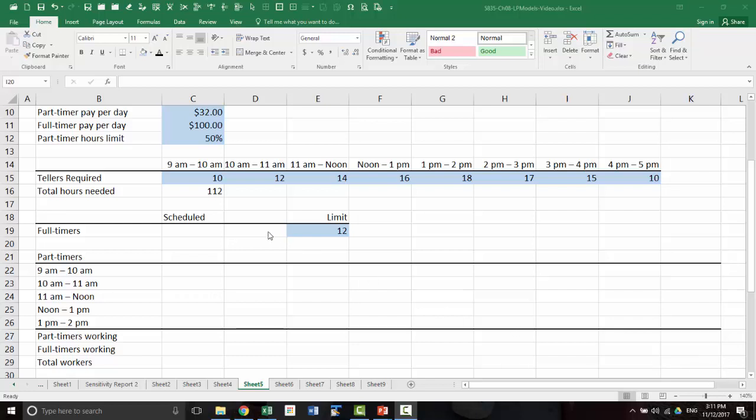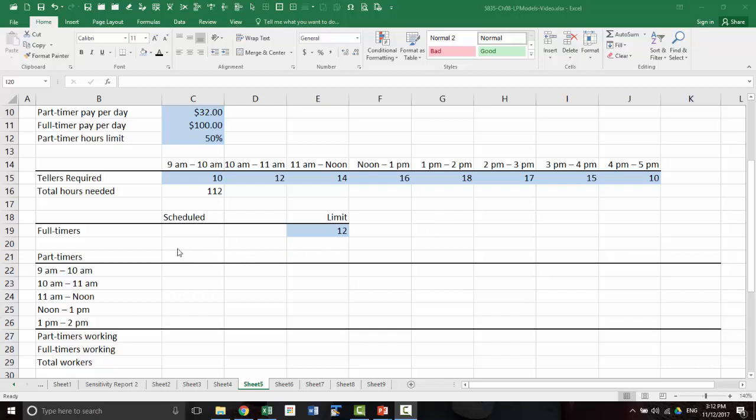The way to set this up is to look at the problem with respect to the time slots. These are the number of tellers that we need in each time slot. So we need to make sure that we are able to figure out how many tellers will be available in each of those time slots. And here we need to set up how many part-time hours and how many full-time hours will be available for each of the time periods, right?